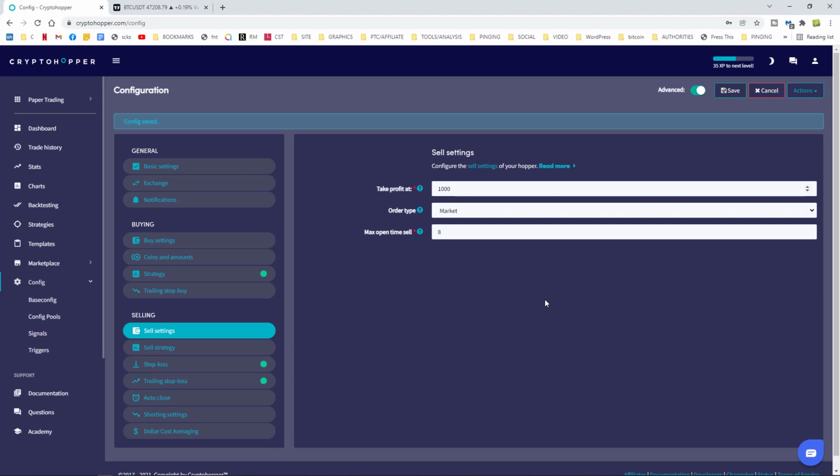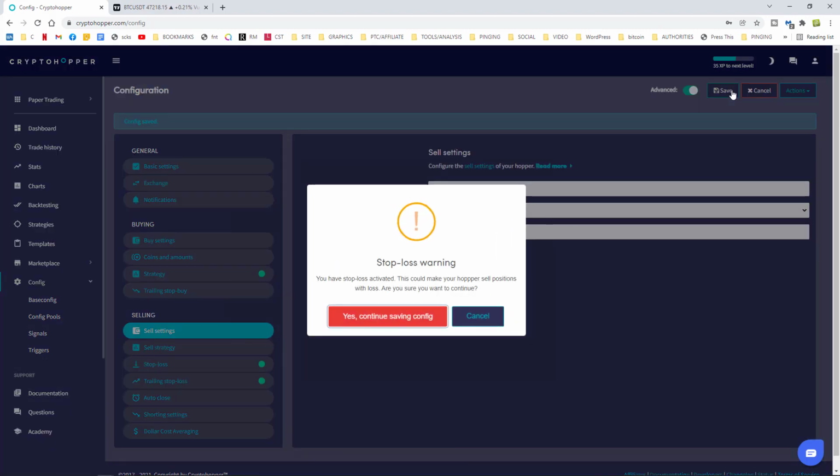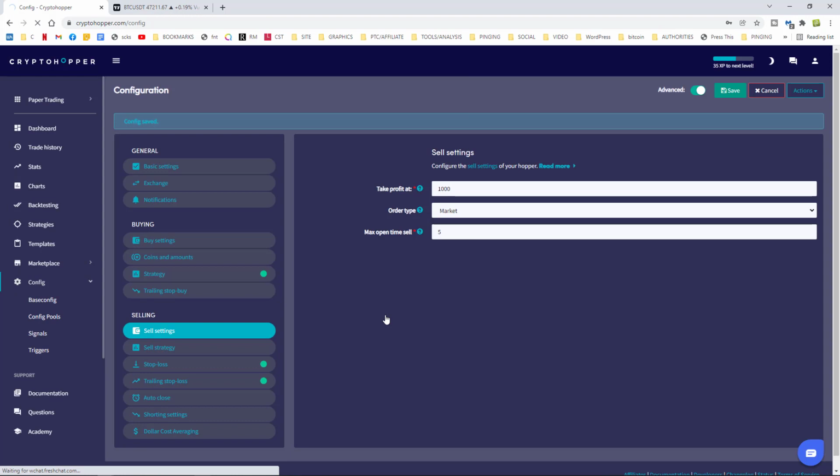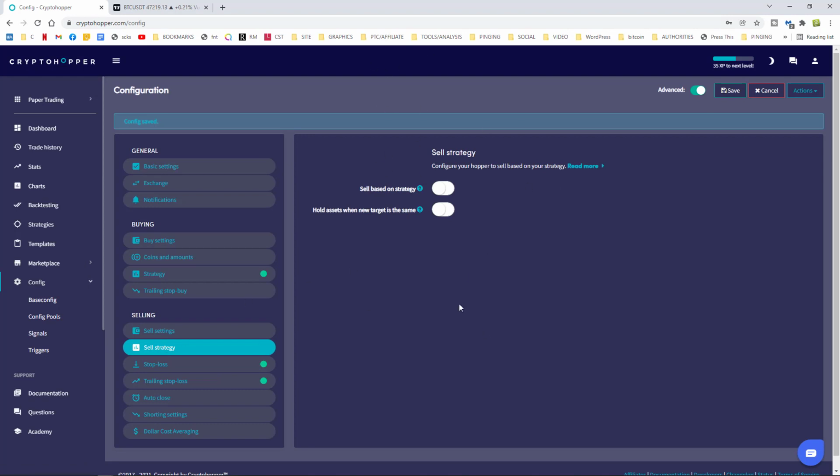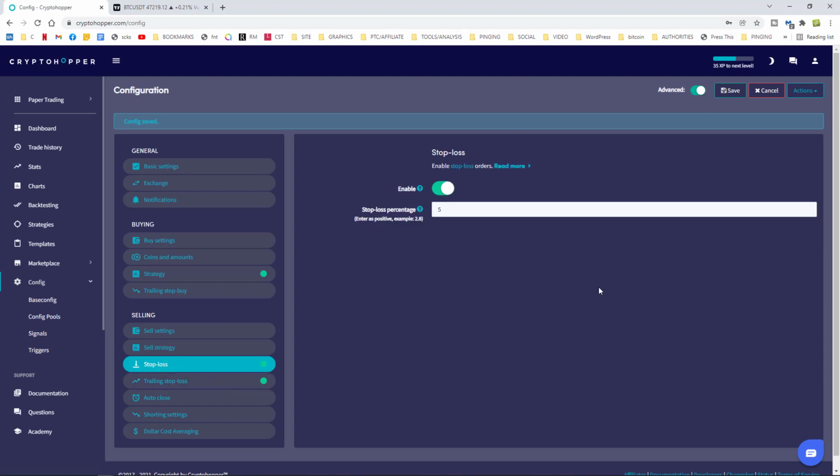Now, market order. So when it sells, they've got two options. You've got limit and market. Limit waits for a certain price to sell. Market sells instantly at whatever price it is right now, okay, which is quicker. I'll put that on the same as the buy. So it's got 5 minutes to buy and 5 minutes to sell. Save that. This kind of becomes redundant anyway because of your trailing stop loss, but you never know. Sell strategy. We don't have anything there because we're using trailing stop loss.